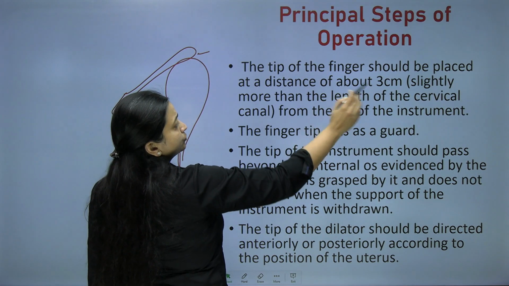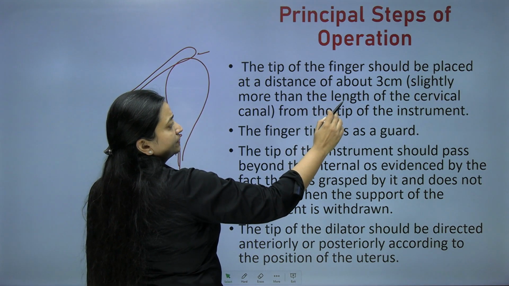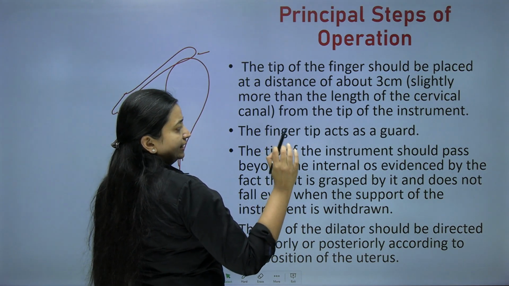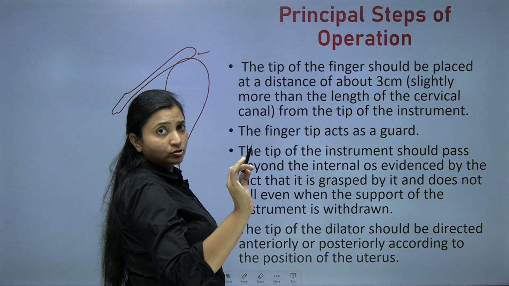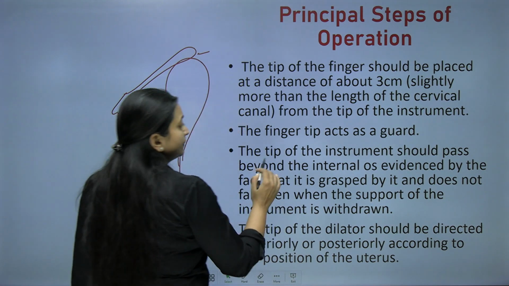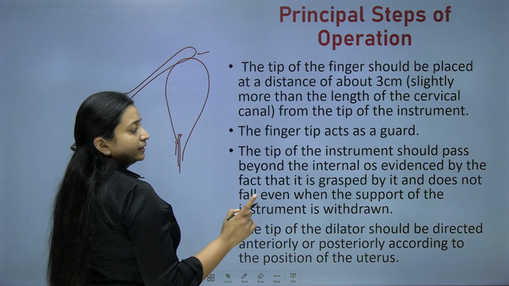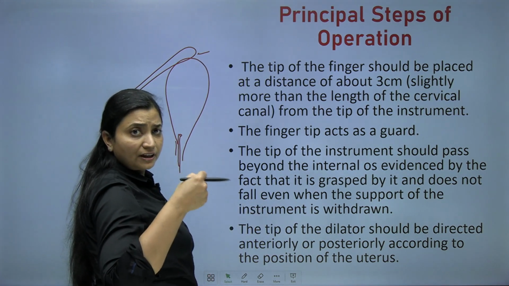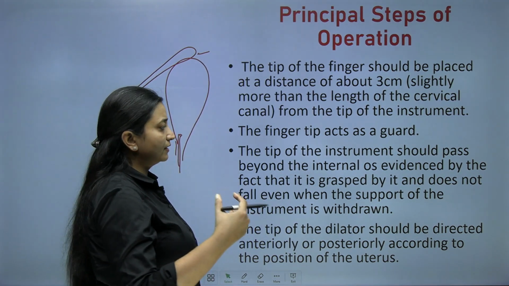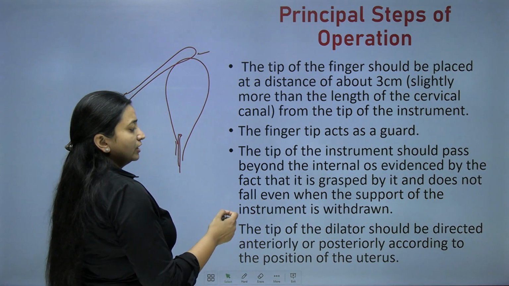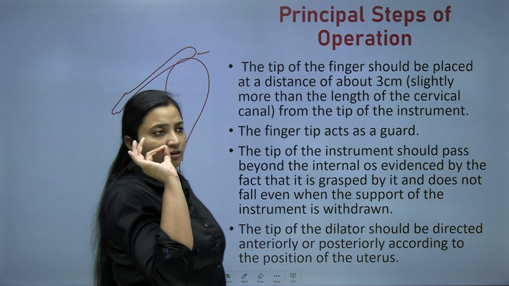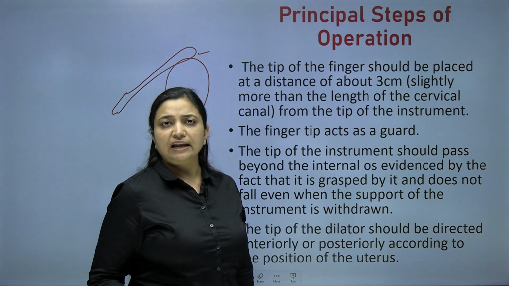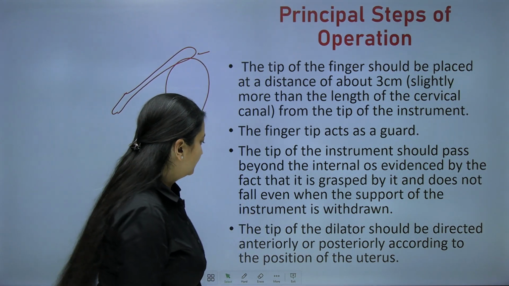So the tip of the finger should be placed at a distance of about 3 cm or slightly more than the length of the cervical canal from the tip of the instrument, and it acts as a guard. It stops you from going inside. The tip of the instrument should pass beyond the internal os, evidenced by the fact that it is grasped by it. You can feel that yes, we are through the cervical canal, and it does not fall even when the support is withdrawn. That means you have put your dilator and just release it. It will not fall down. That means you are through and through the cervical canal.